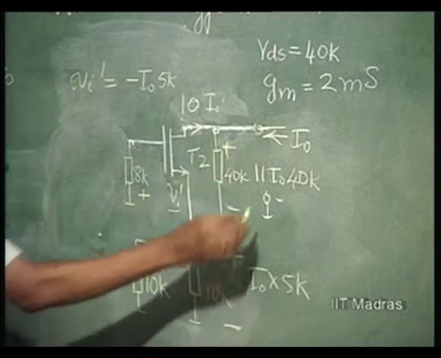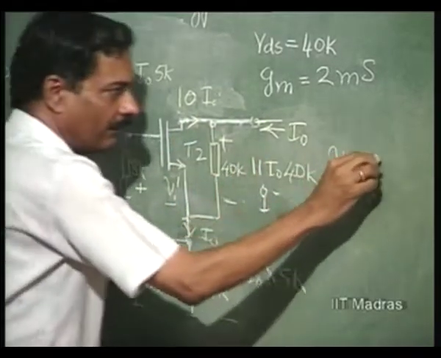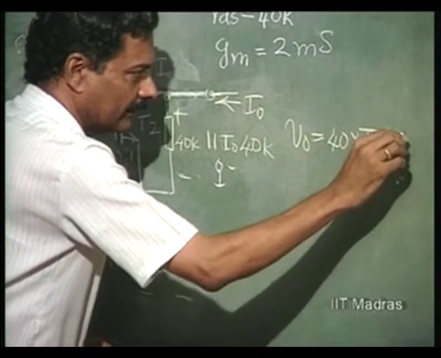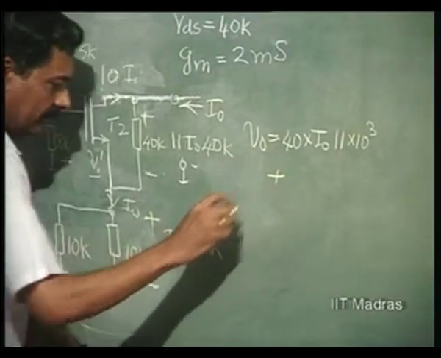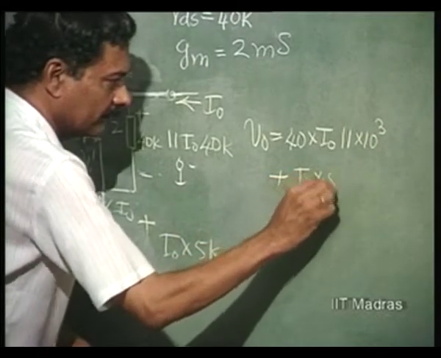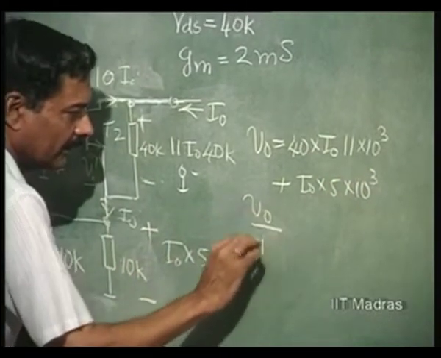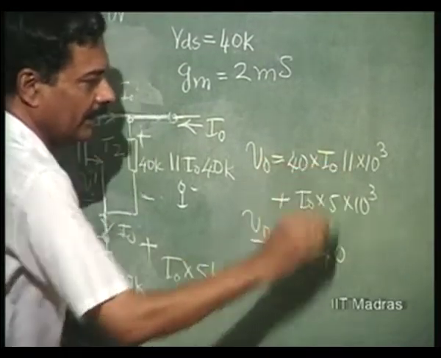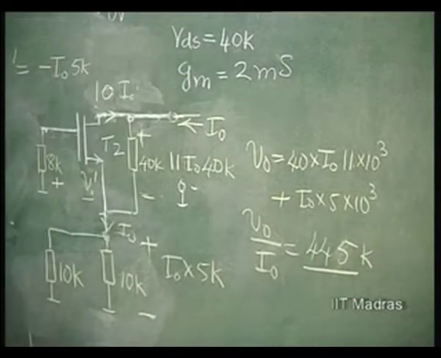So, the total voltage V naught from here to ground is 40 into I naught times 11 k plus I naught into 5 k. That's all. So, V naught over I naught, which is the output resistance, is nothing but 440 k plus 5 k, which is 445 k. So, this is 445 k.